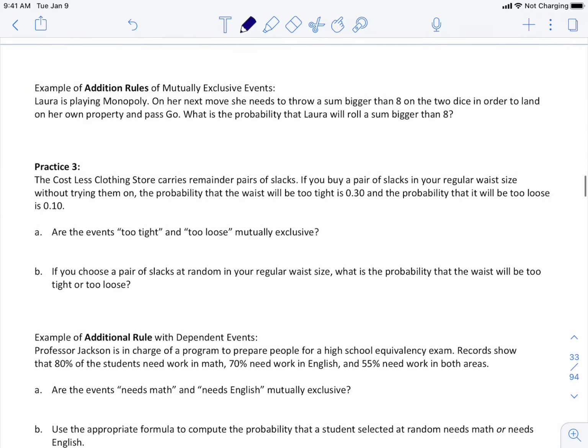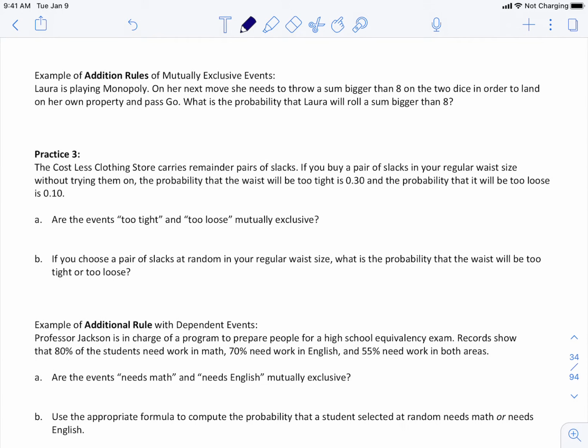An example of the addition rule for mutually exclusive events. Laura is playing Monopoly. On her next move, she needs to throw a sum bigger than 8 on the 2 dice in order to land on her own property and pass go. What is the probability that Laura will roll a sum bigger than 8?